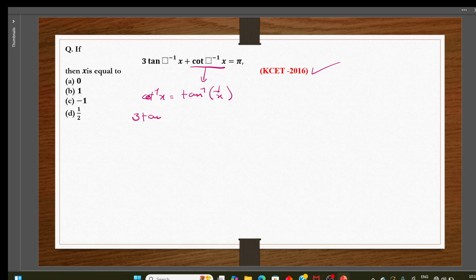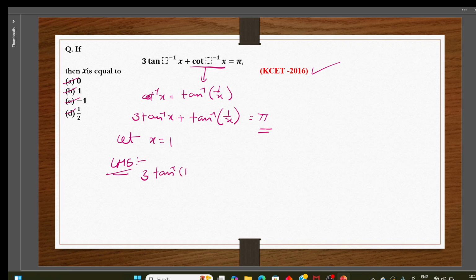Simplifying this, 3 tan inverse of x plus tan inverse of 1 by x is equal to pi. So now you have to check using the options A, B, C, D. Let us consider x is equal to 1, where the RHS value must be pi. Substitute x is equal to 1 in the LHS, that is 3 tan inverse of 1 plus tan inverse of 1 by 1, we get 1 only.